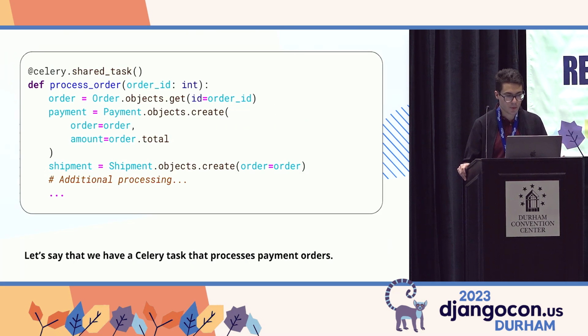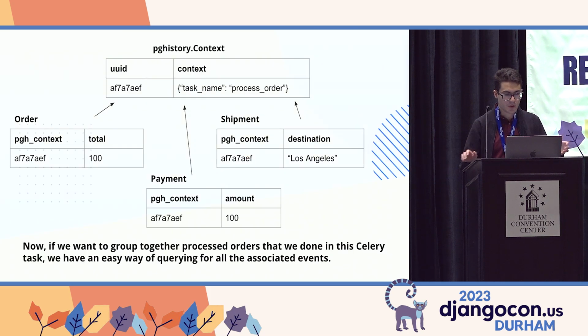And a quick example with this: let's say we just have some task that processes some type of payment order, right? So let's assume all these objects have event tracking enabled. So order, payment, shipment, they all have the base PG history tracker. What we have now is this ability to understand that all of these objects were created from the same task, right? So these event instances are going to foreign key back to the same context instance. And we're going to be able to understand that these all came from process order.